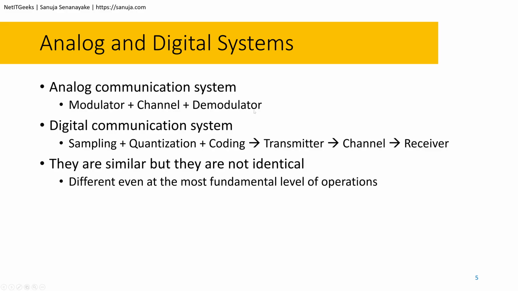For you, you just need to understand that analog communication systems are less complicated compared to digital communication systems, but we still use digital communication systems nowadays more than analog systems, because digital communication systems allow us to do more things and have more capabilities compared to analog communication systems, even though they are a little bit more complicated. So they are similar, but they are not identical. They are different at the most fundamental level of operation, in how they operate. However, they are very similar to each other.